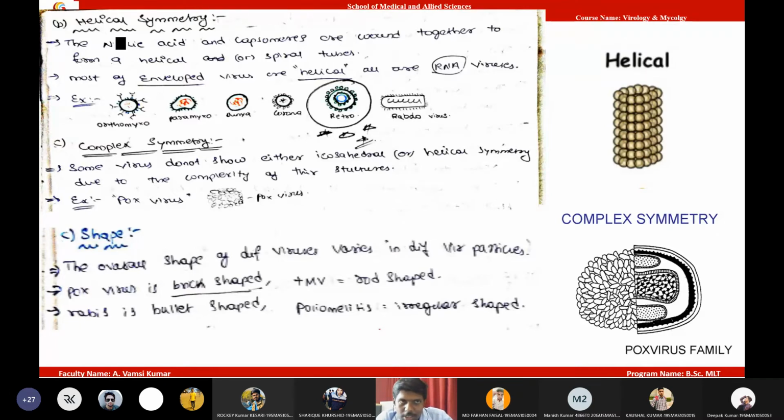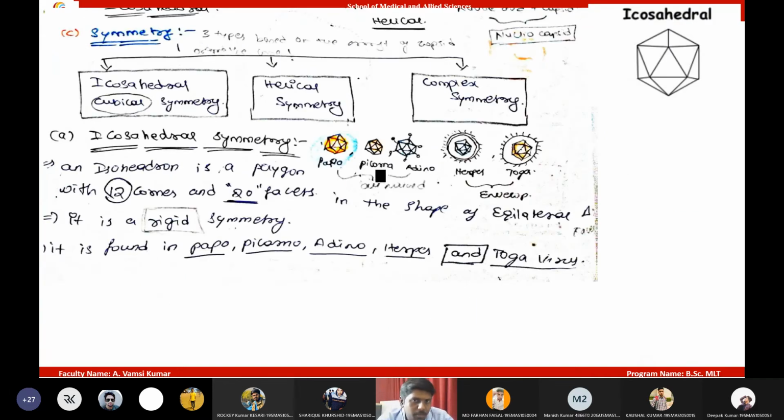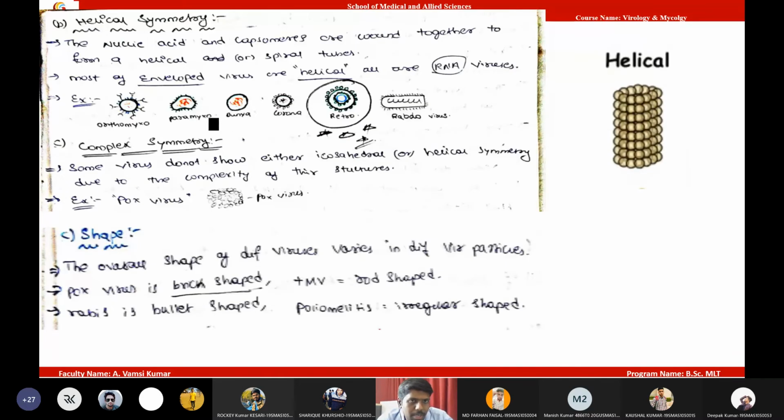So depending upon the symmetry, the viruses are of 3 types: icosahedral, helical, and complex symmetry. The complex symmetry example is the pox virus. Icosahedral virus examples are given here: Papova, Picorna, Adeno, Herpes, and Toga. And helical viruses are Orthomyxo, Paramyxo, Bunya, Corona, Retro, and Rhabdoviruses. So they have helical symmetry.